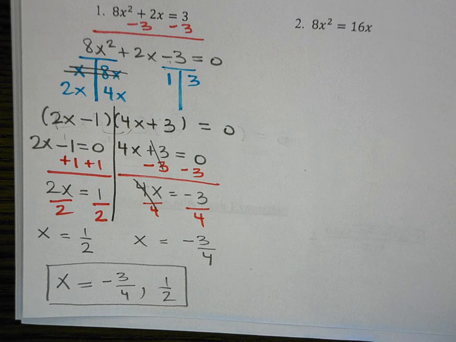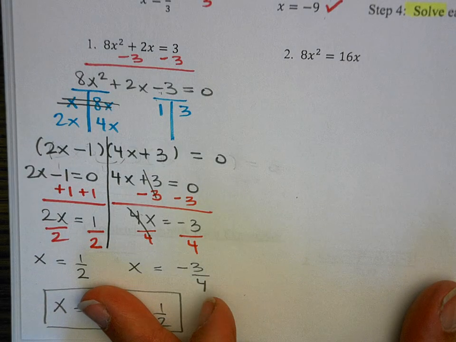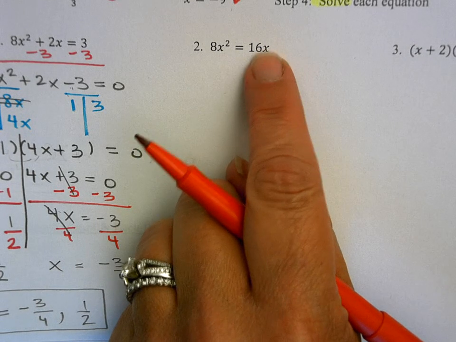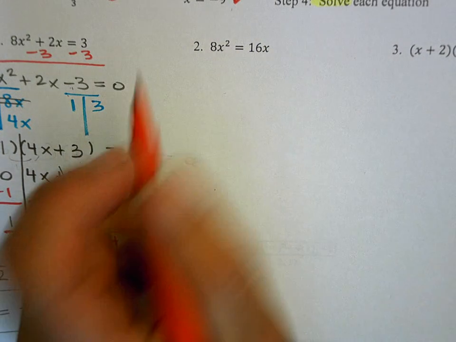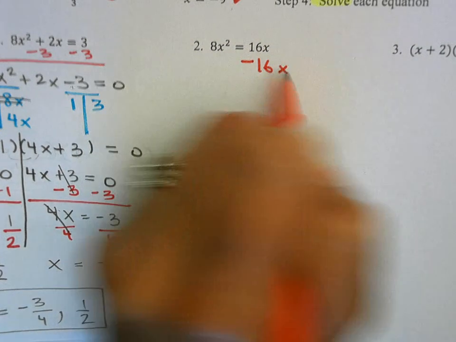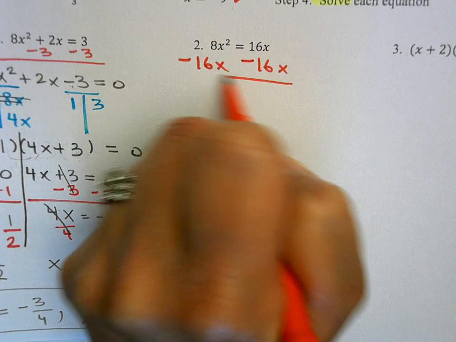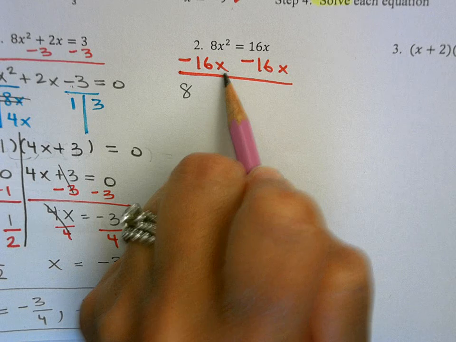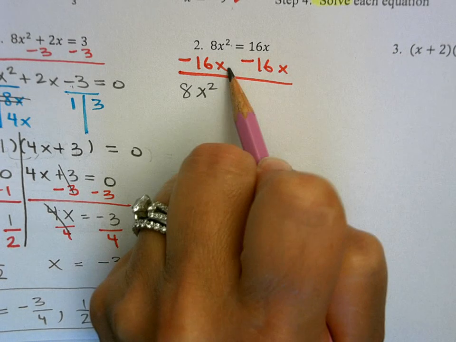So the first thing we always want to do, remember, is we always want to make sure that it's equal to 0. So right now it's not equal to 0, it's equal to 16x. So I want to subtract the 16x from both sides. And these can't combine, right, because the squared here but not there.